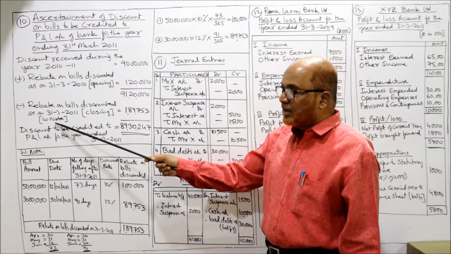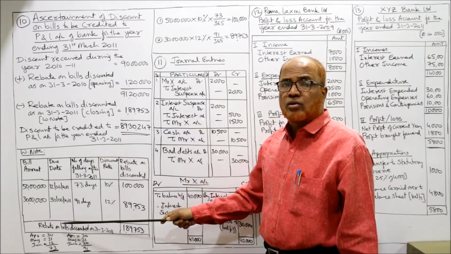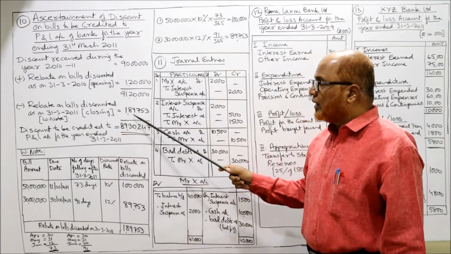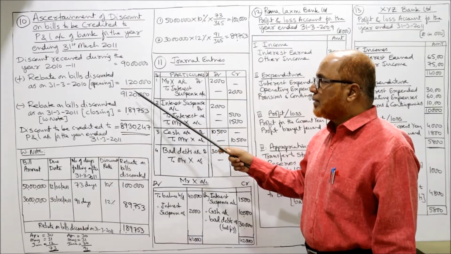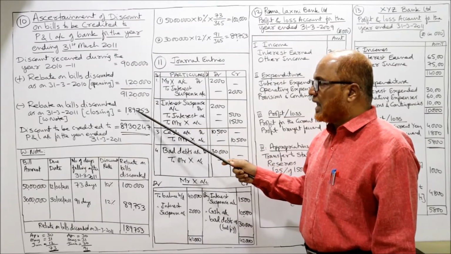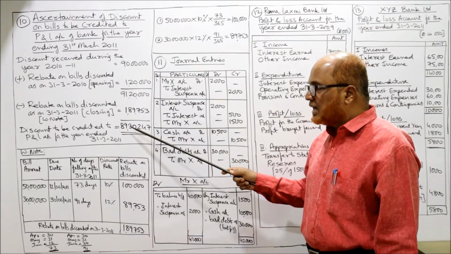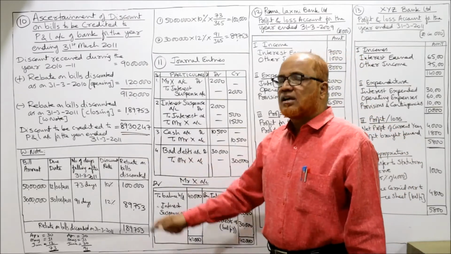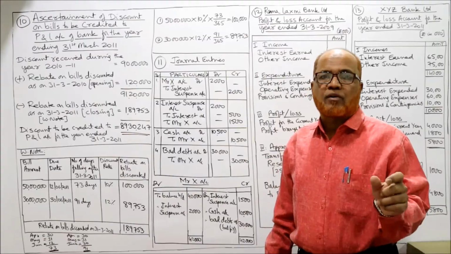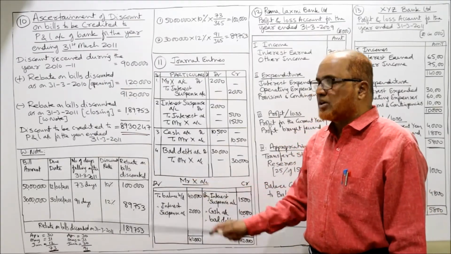So I have written a working note. We will calculate this in the working note. After calculating the working note, we are going to get 1,89,753. We subtract this from 91,20,000. The resulting figure is 89,30,247. This is the discount to be credited to profit and loss account for the year ending 31st March 2011.